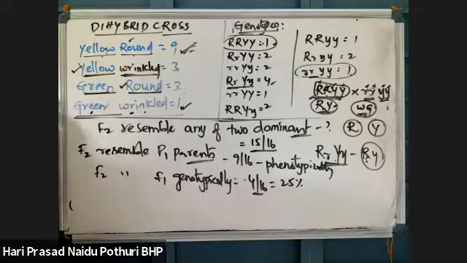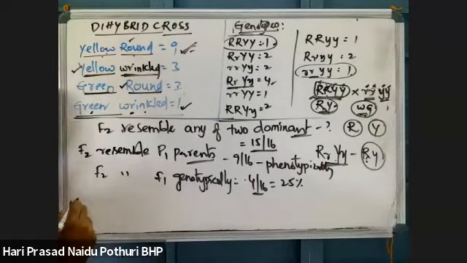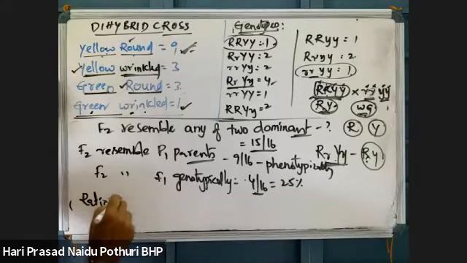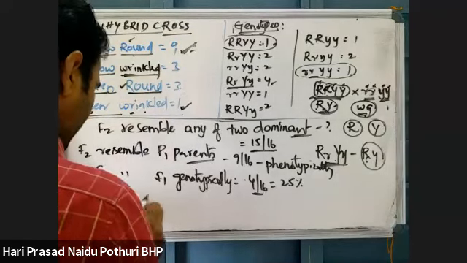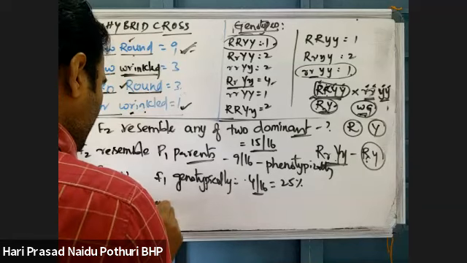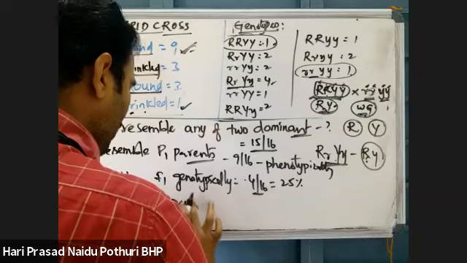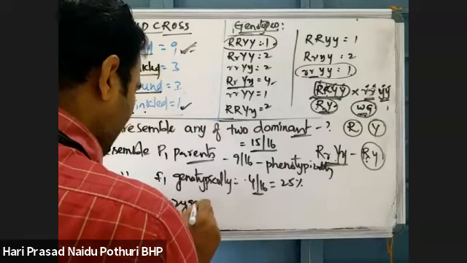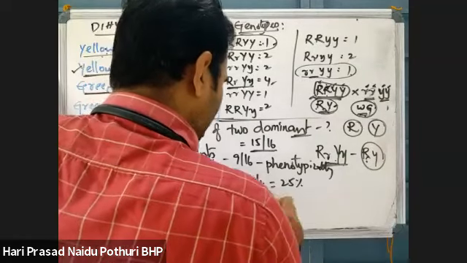Okay. Here, the next question is the ratio of F2 which is homozygous for both characters.